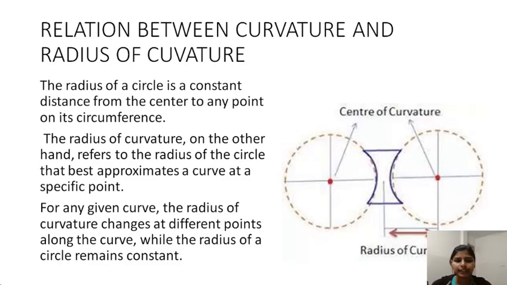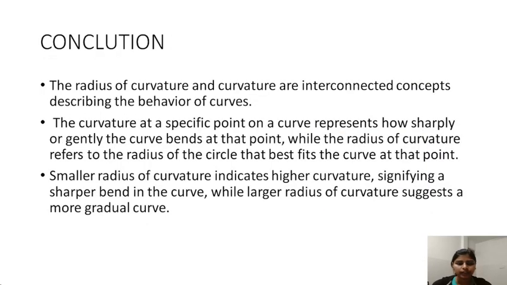Let's come to the relation between curvature and radius of curvature. The radius of a circle is the constant distance from the center to any point on its circumference. The radius of curvature, on the other hand, refers to the radius of the circle that best approximates a curve at a specific point. For any given curve, the radius of curvature changes at different points along the curve, while the radius of a circle remains constant. Let's come to the conclusion.